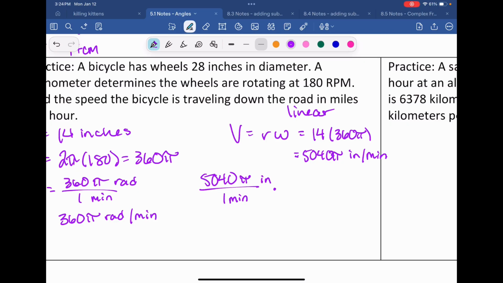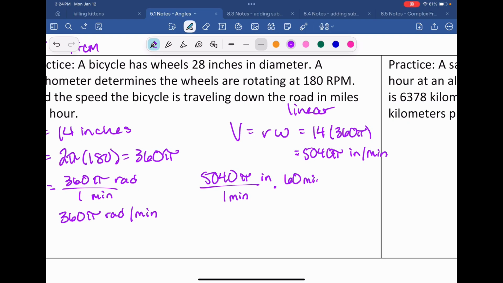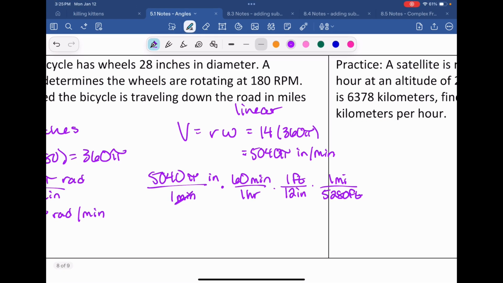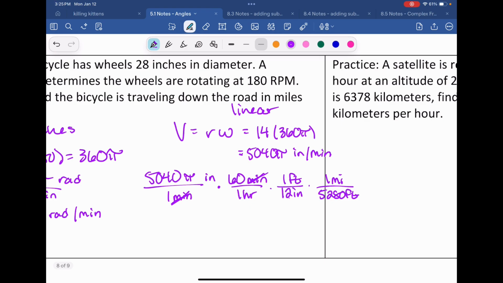Okay, well, there's 60 minutes in 1 hour. There's 12 inches in 1 foot. There's 5,280 feet in 1 mile. So minute, feet, inches. So you're going to multiply all that together across the top, divided by all that together across the bottom.